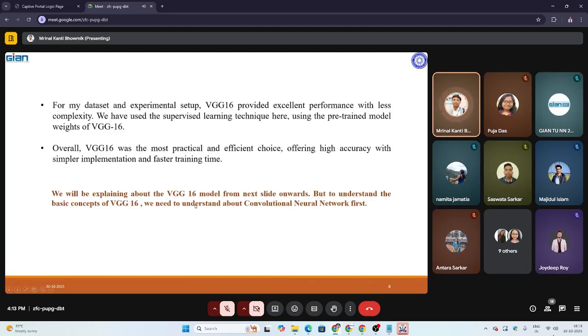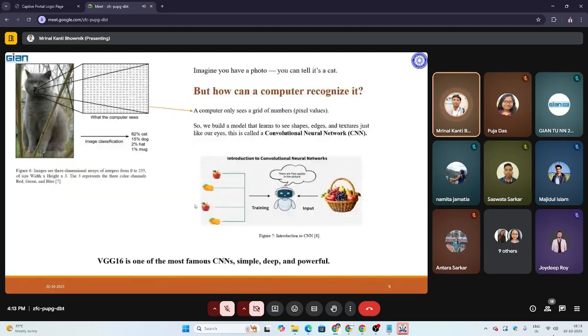But to understand the basic concepts of VGG16, we need to understand what a CNN is, like what a convolutional neural network is. I've just given a few topics about that. Here I have taken an image. This is just a small part of that image, which can also be called a patch. Generally an image consists of pixel values. If we enlarge it, it consists of just numerous numeric values.